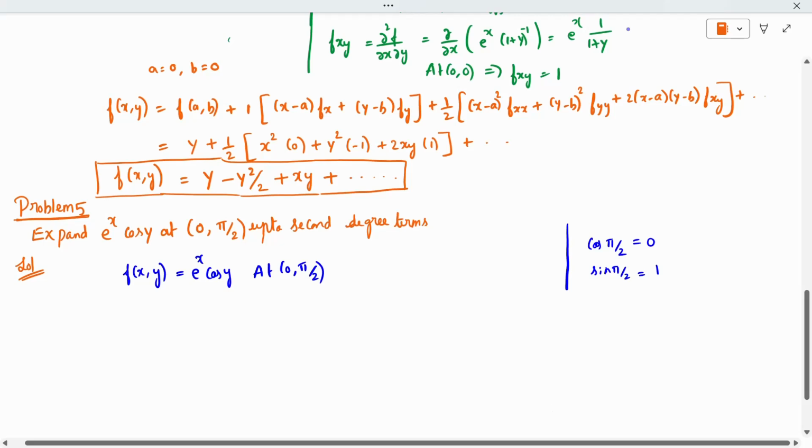So now when I substitute in this, e to the power 0 is 1, into cos pi by 2, so it's nothing but 0. Now first order term and second order term separately, then we substitute in the Taylor's formula.